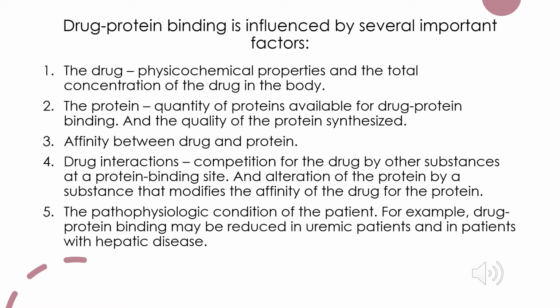Number four, drug interactions, competition for the drug by other substances at a protein binding site, and alterations of the protein by a substance that modifies the affinity of the drug for the protein. And number five, the pathophysiologic condition of the patient. For example, drug protein binding may be reduced in uremic patients and in patients with hepatic disease. So on the next slide, we're going to talk a little bit more about these important factors of drug protein binding.